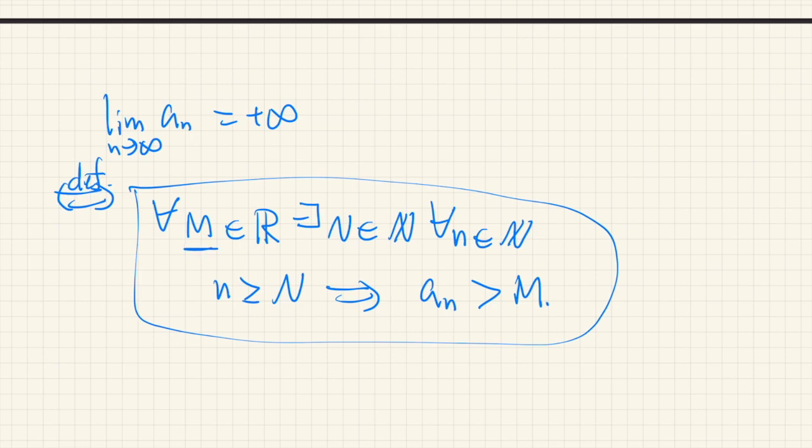This m can be any real number, so it can be a very large positive real number. However large this is, we can always pick some capital N such that if the index is greater than or equal to that N, the term of the sequence is greater than the value of m. So that means as n goes larger and larger, a_n becomes arbitrarily large.